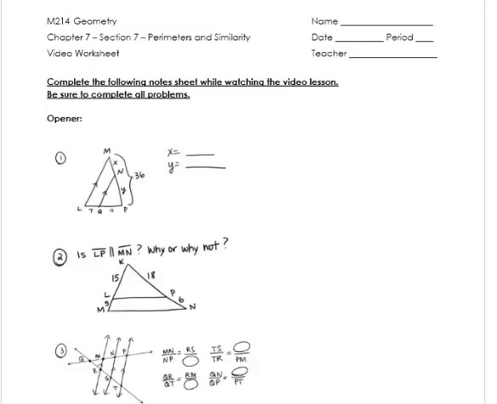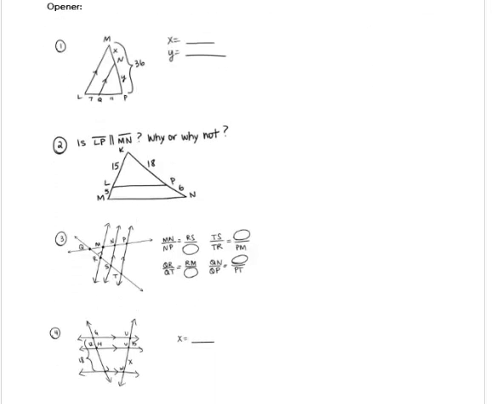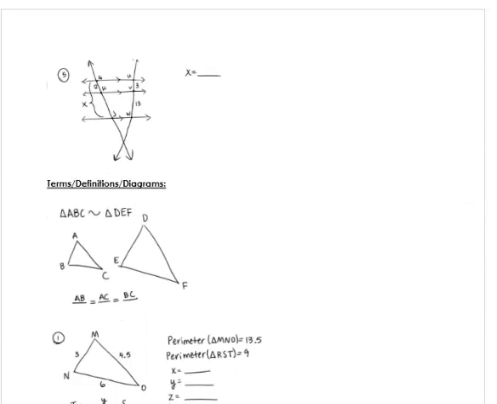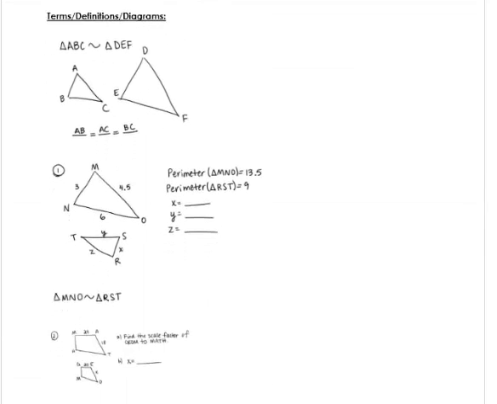Today we're going to work on Chapter 7, Section 7, Perimeters and Similarity. You're going to need to take out your video worksheet in your notes packet. We're going to skip over the opening problems and go straight to the new material. You can do the openers on your own time. You can pause the video and work on them now. And I'm going to talk about the terms, definitions, and diagrams section.